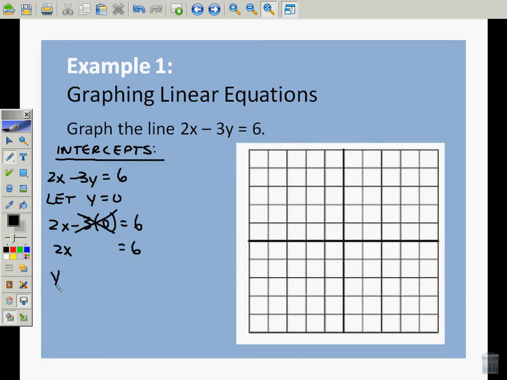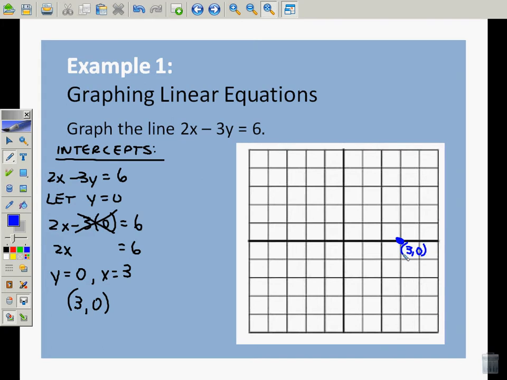And so if y equals 0, x is going to equal 3. So we have a point here, 3, 0. And if we graph that point, we're going to go 1, 2, 3, 0. So this is 3, 0.